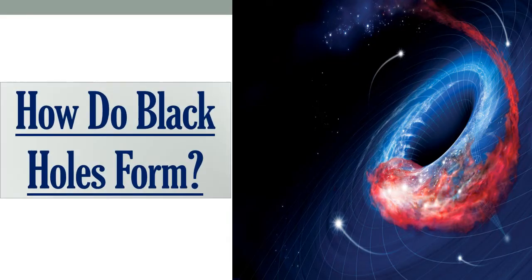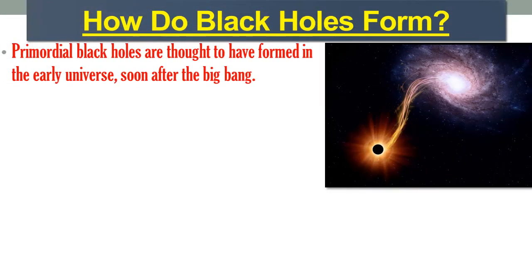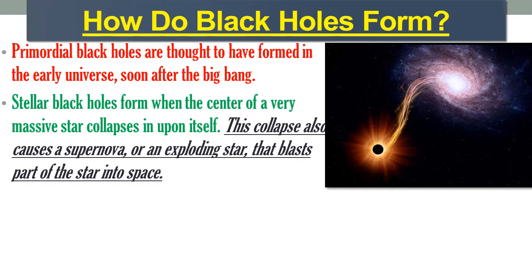Alright, now how do black holes form? Let's see. Primordial black holes, which are the smallest type, are thought to have formed in the early universe soon after the Big Bang. Stellar black holes form when the center of a very massive star collapses upon itself, and this collapse also causes a supernova, an exploding star that blasts part of the star into space. A supernova has a very high temperature and pressure.